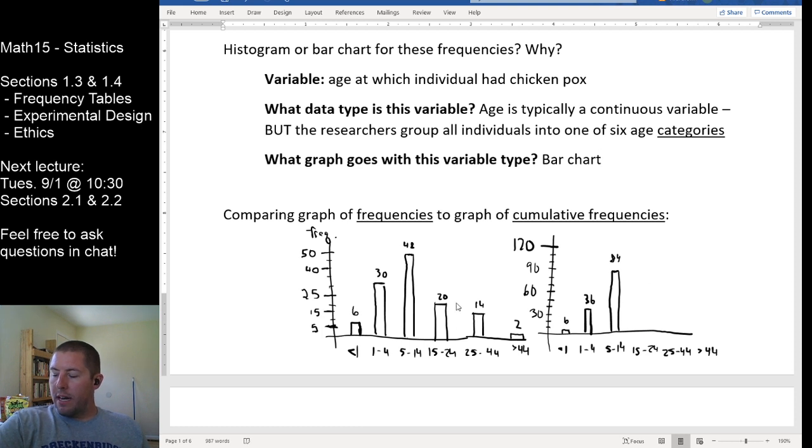15 through 24 is going to add another 20, so we should now be at 104. So if that's the tick mark for 100, I'm halfway between 100 and 110 about. So there's my 104. 25 to 44 is going to get us an additional 14, so we're almost all the way there. All but 2, we're at 118. And finally, we get here to 120.